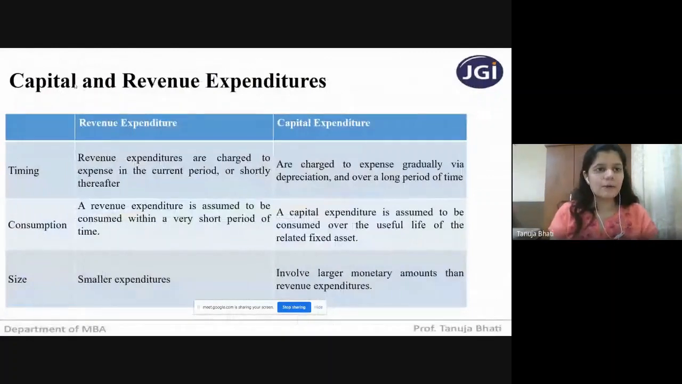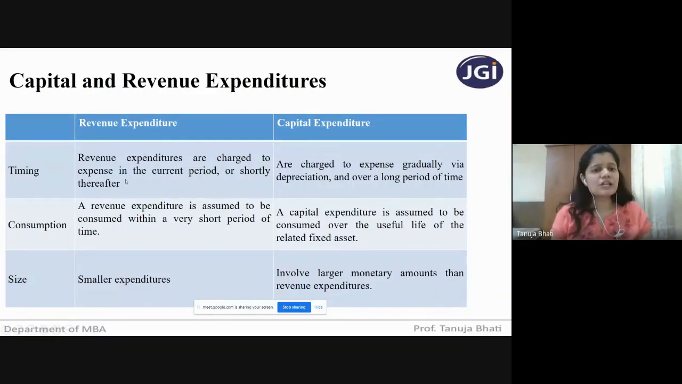Okay. Moving ahead, what are capital and revenue expenditures? On the same line as we have seen capital and revenue receipts lies the expenditure. Expenditure is something where there is an outflow of money, something that is going out of your pocket, not going inside your pocket. Now, how to differentiate what is revenue expenditure and capital expenditure? On the same lines, let us see timing.